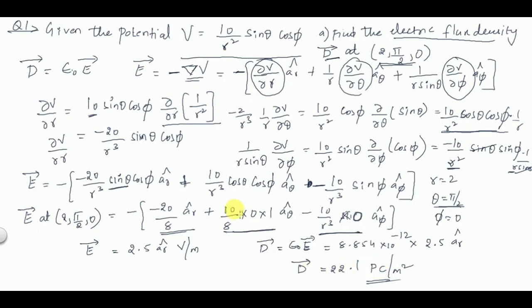Right, so this is how we can solve the problem. If you are given the potential, first of all you need to calculate E bar, that is the electric field intensity. From E bar you can calculate the flux density. Okay, so at any given point, right?